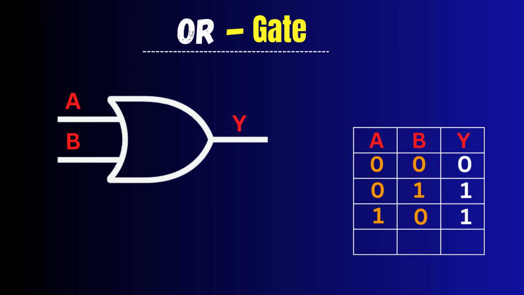Here, the two inputs are 1 and 1. Since all of the inputs are high, that's why the output would be 1.